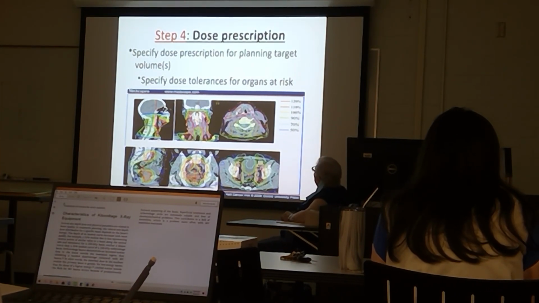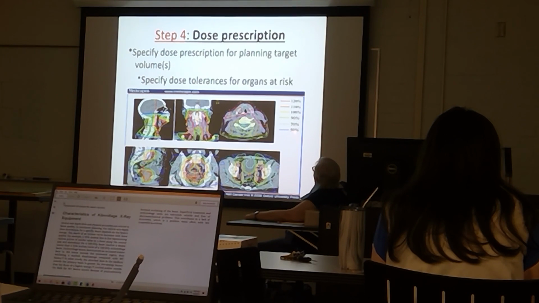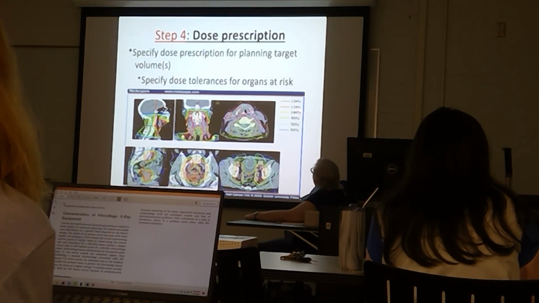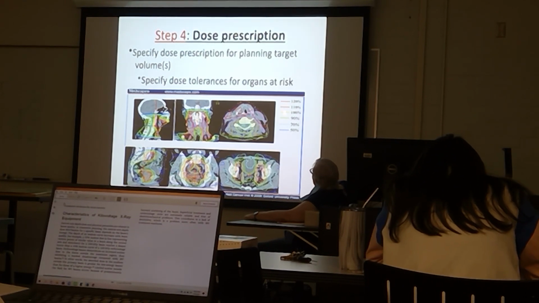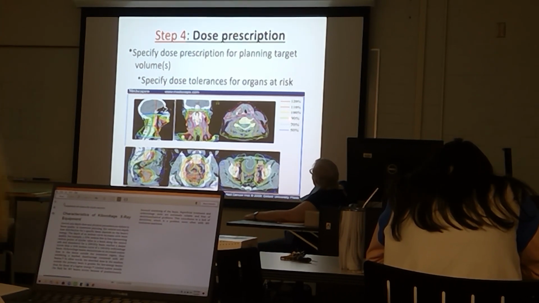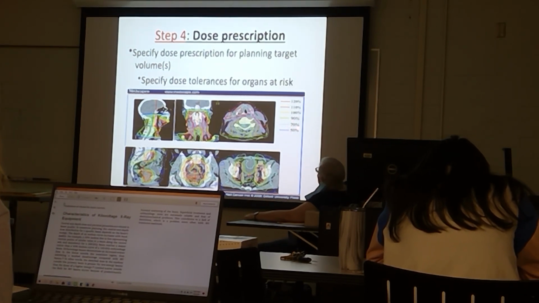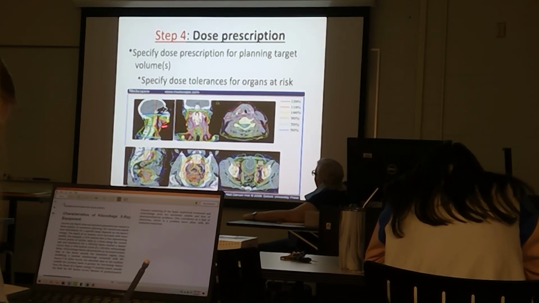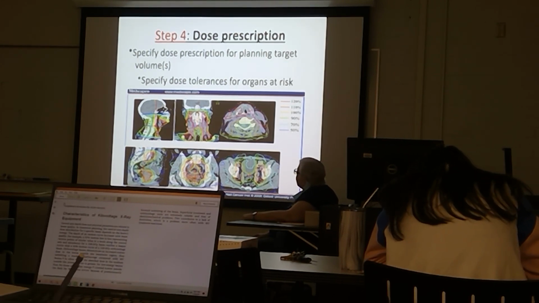This is a CT. This is the key. You notice that the red is 120, the orange is 110, yellow is 100, green is 90, light blue is 70, and dark blue is 50. So here's a head and neck. The red means they're getting 120% of the dose prescribed to that area?